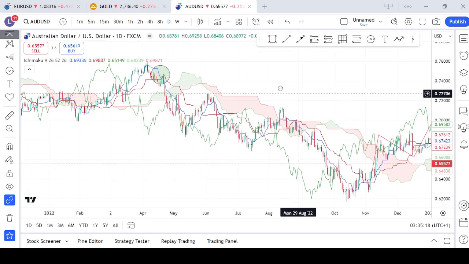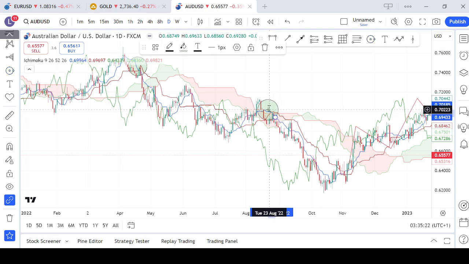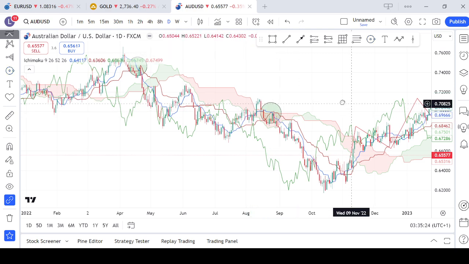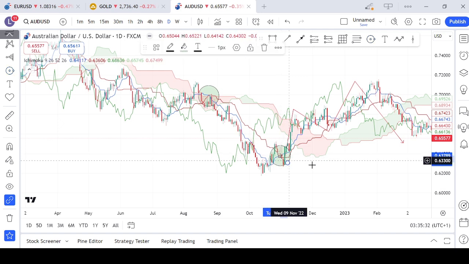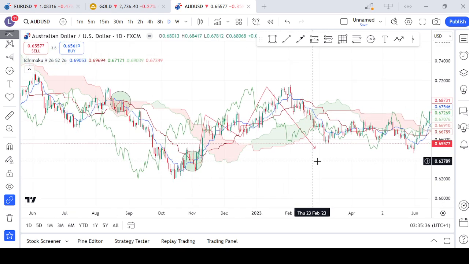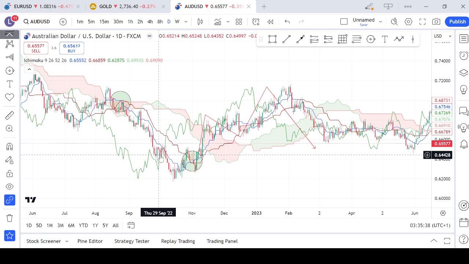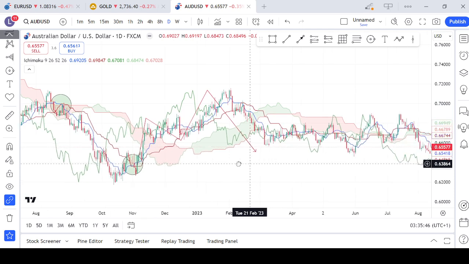So you can see this is how you can use the Ichimoku Cloud. You can see these points where we have these crossovers, just like moving average crossovers. They indicate trading signals to buy or to sell, depending on which line crosses above the other. If the baseline crosses above the conversion line, you have a bullish signal. If the conversion line crosses below the baseline, you have a bearish signal.